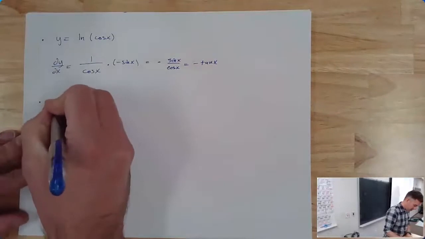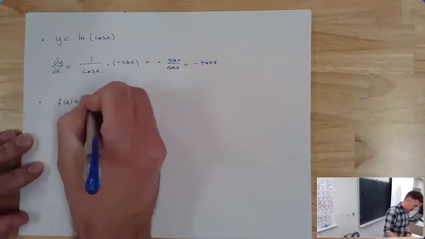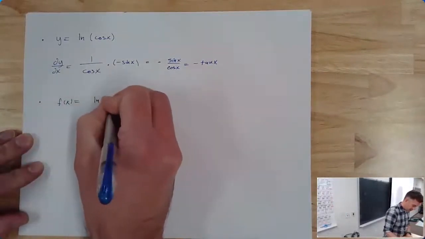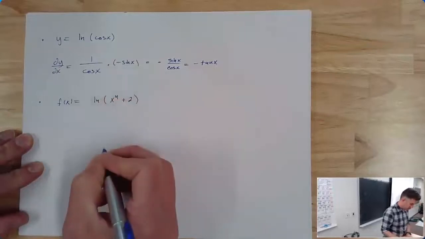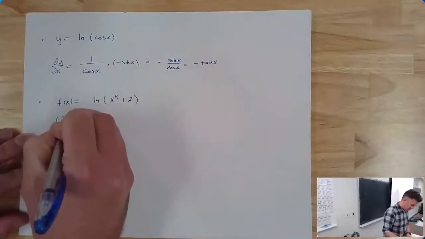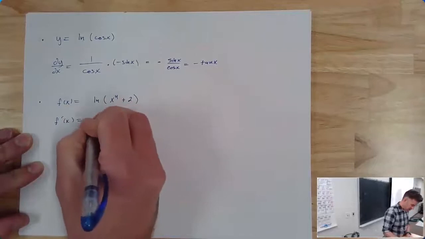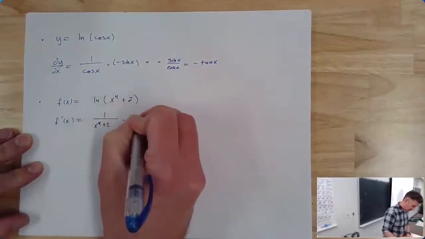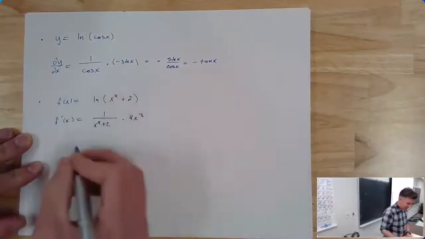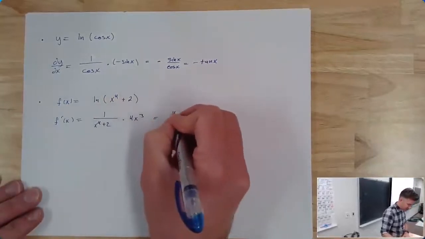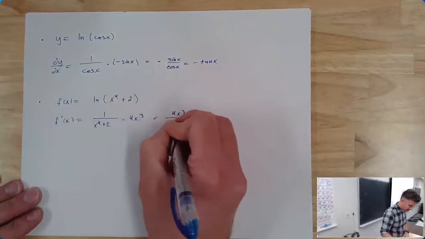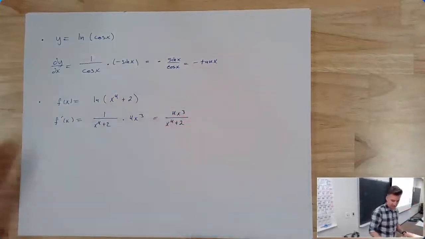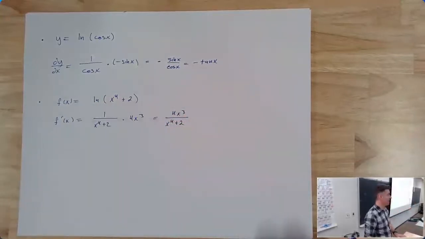If my function was f of x equal to the natural log of, say, x to the 4th plus 2, again, the derivative here is a pretty straightforward process. 1 over the stuff times the derivative of the stuff, which I prefer to leave like this, but you could certainly write as one fraction like that.